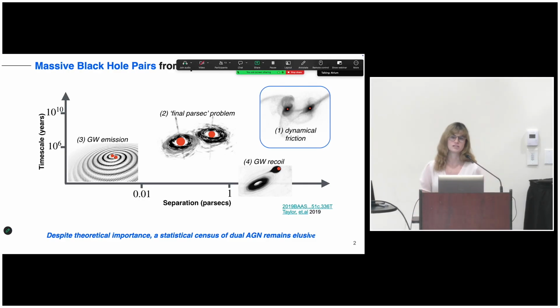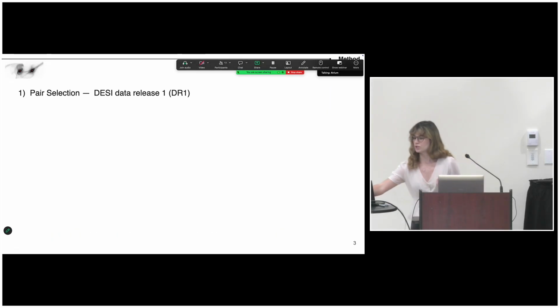This is the dual AGN scale, and it's super interesting because this is the phase where both massive black holes are actively accreting, so we can actually find them observationally. However, a statistical census of this has still remained elusive because historically there has been a trade-off. If we have high-resolution surveys such as HST and JWST, those usually cover only a small area, and on the other hand, the wide-area surveys lack the resolution. So this is where DESI comes into play.